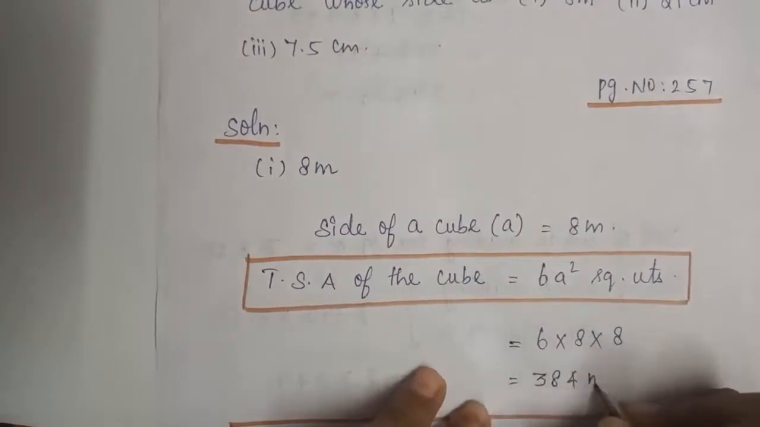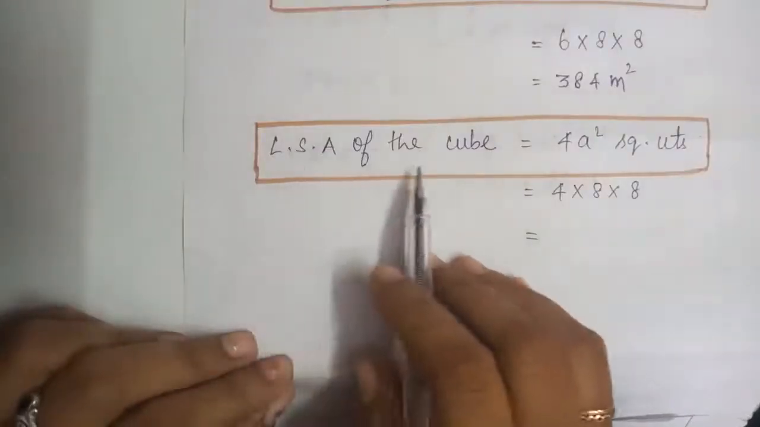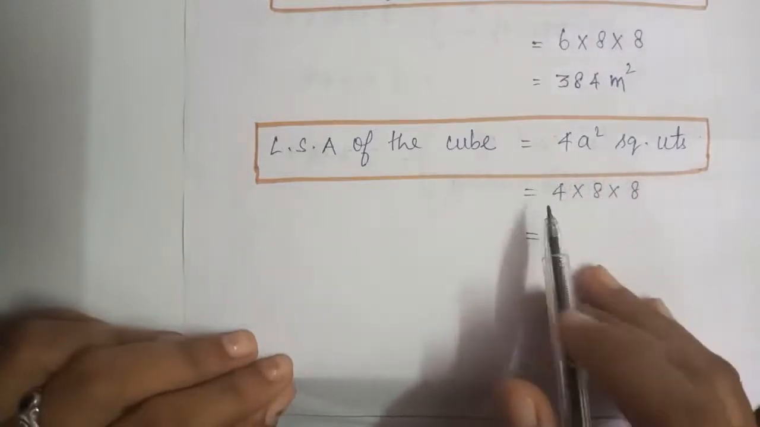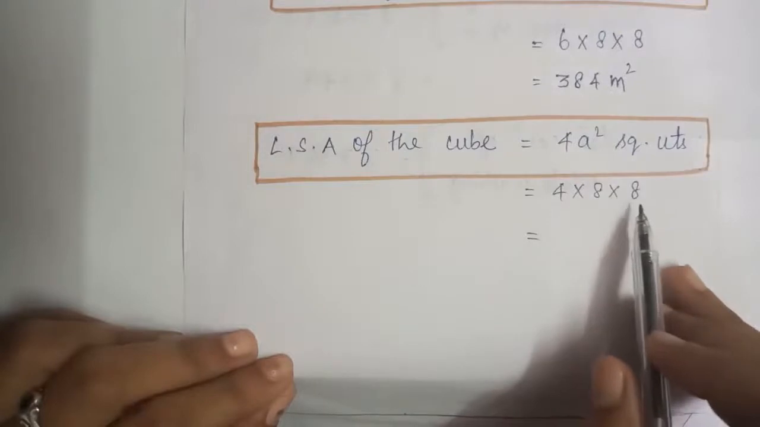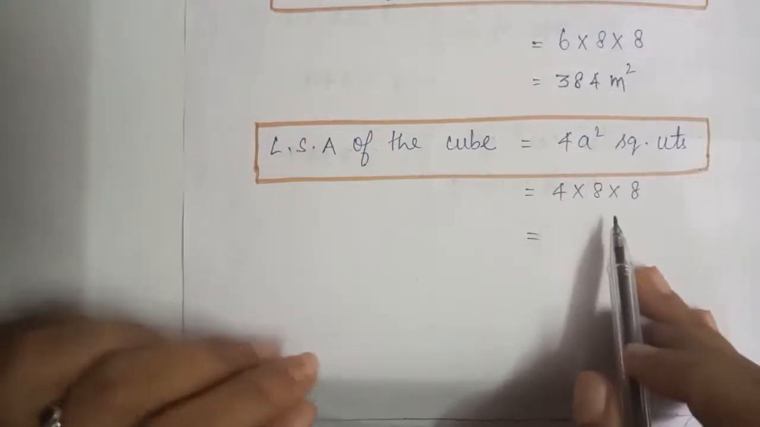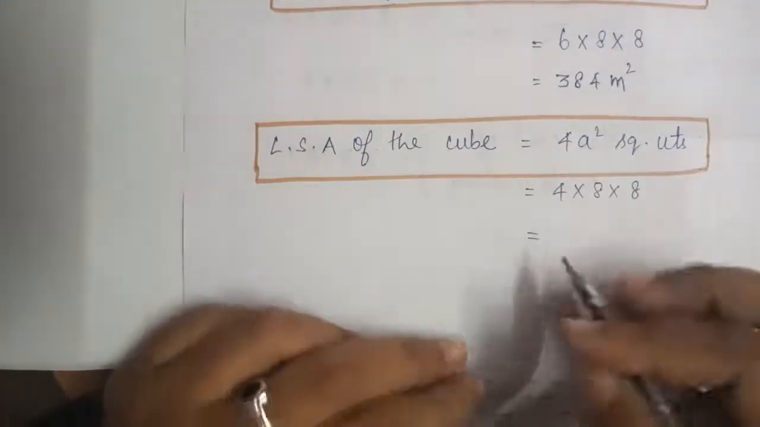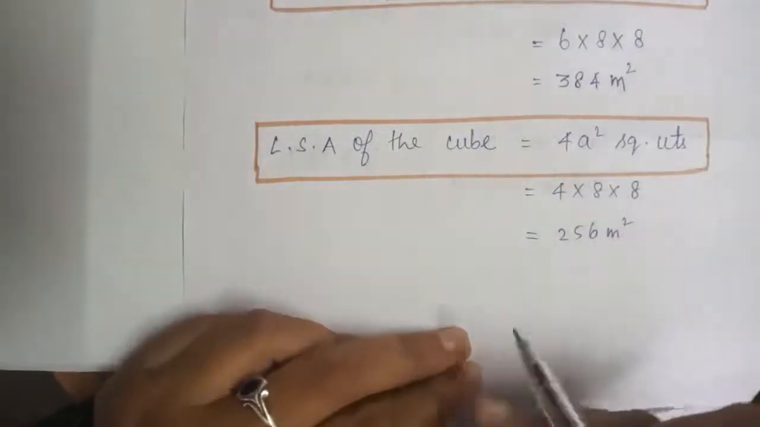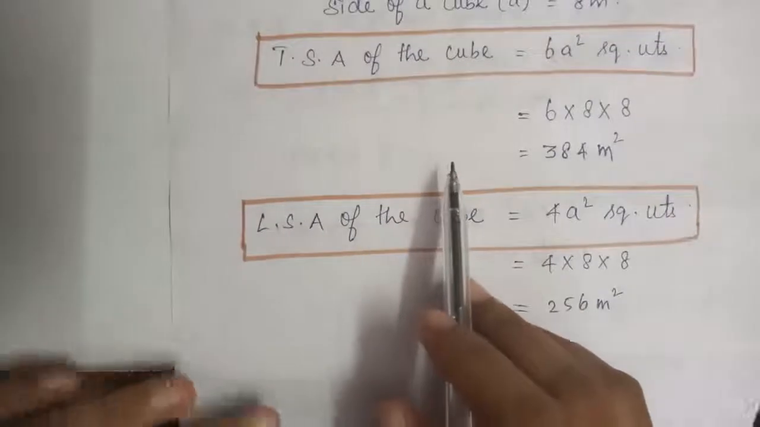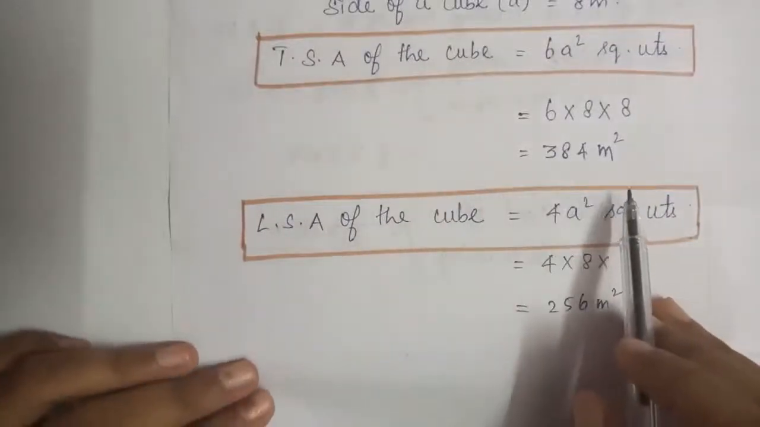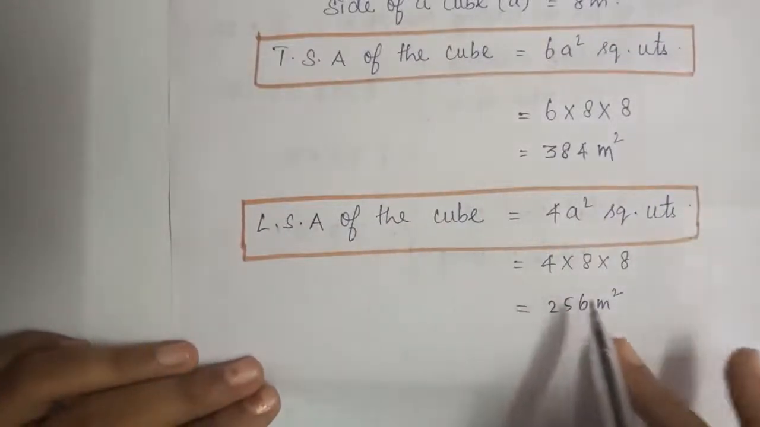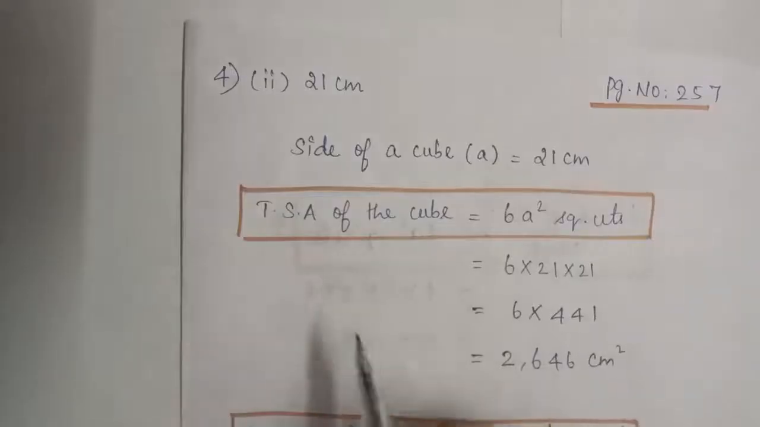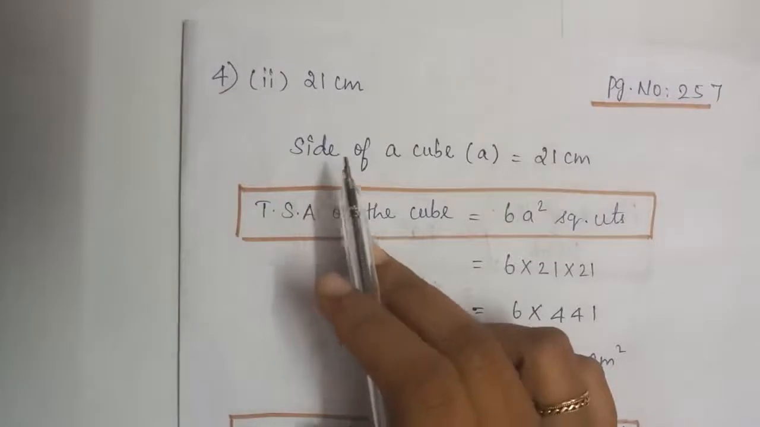So 64 into 6 you get 384 meter square. The next one is lateral surface area of the cube, which is equal to 4A square units, which is equal to 4 into 8 into 8, which is 4 into 64, nothing but 256 meter square. So now we find the total surface area of the cube is 384 meter square and lateral surface area of the cube is 256 meter square. Similarly we just do the remaining two subdivisions.